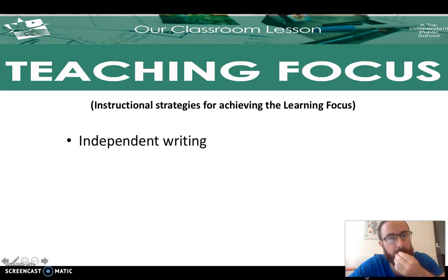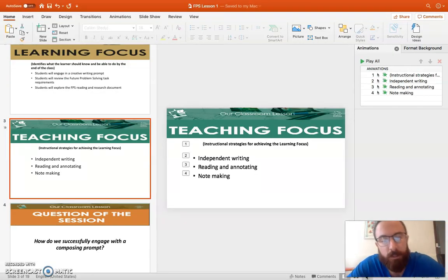So we will be doing a bit of independent writing, reading and annotating and doing some note making.